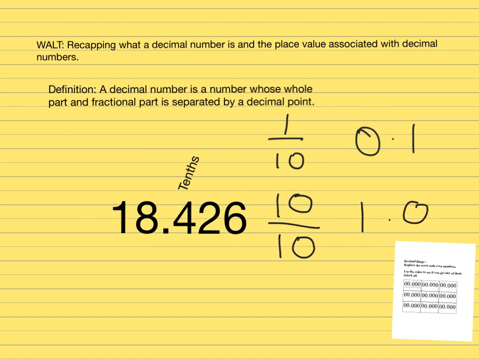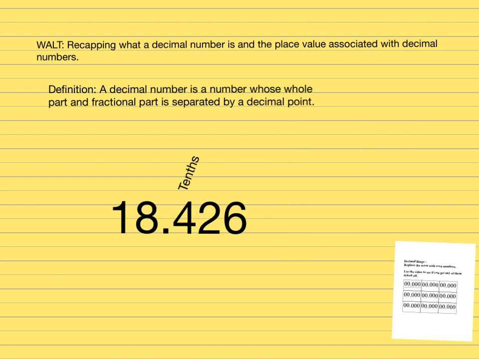And I'll put a 0 there because there's no fractional part of this number. There's 10 over 10. So in this number, we've got 4 tenths. So I'm going to put a 0.4 just to reiterate that. And make sure you remember that this is 0.4 in the tenths column.